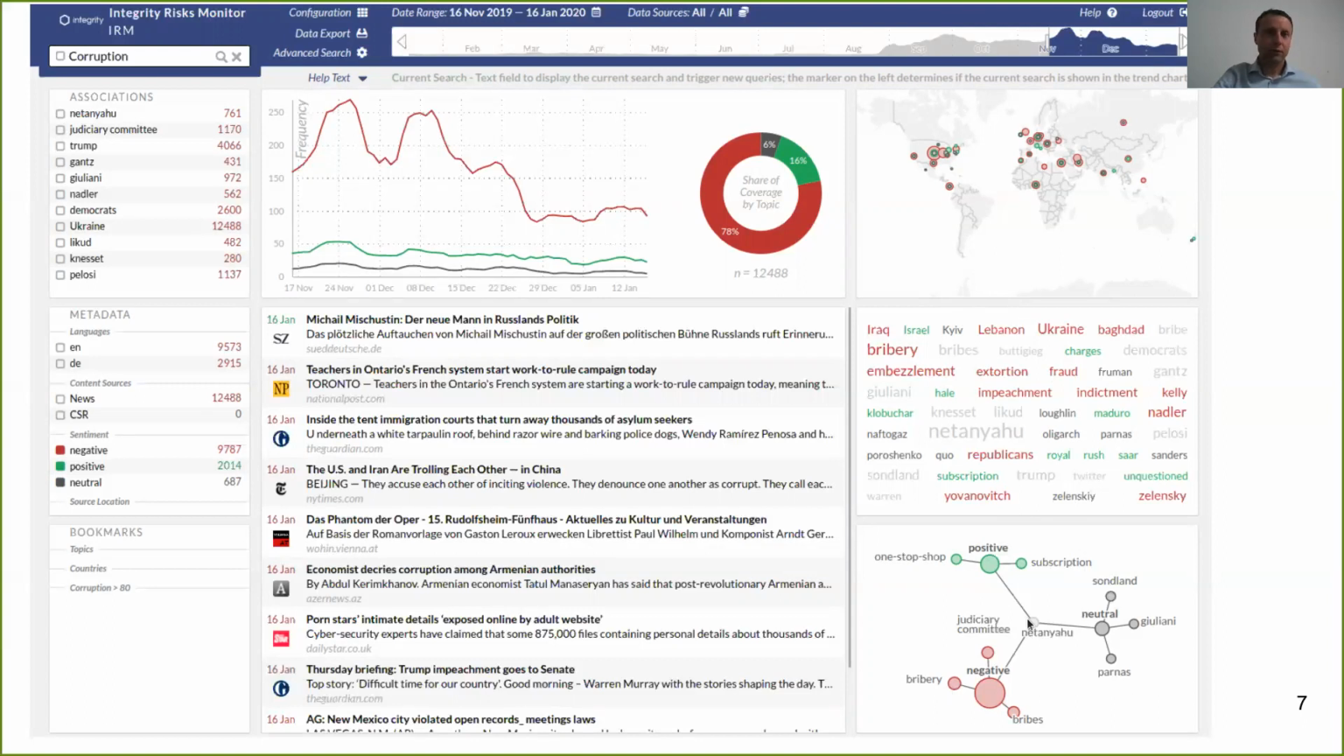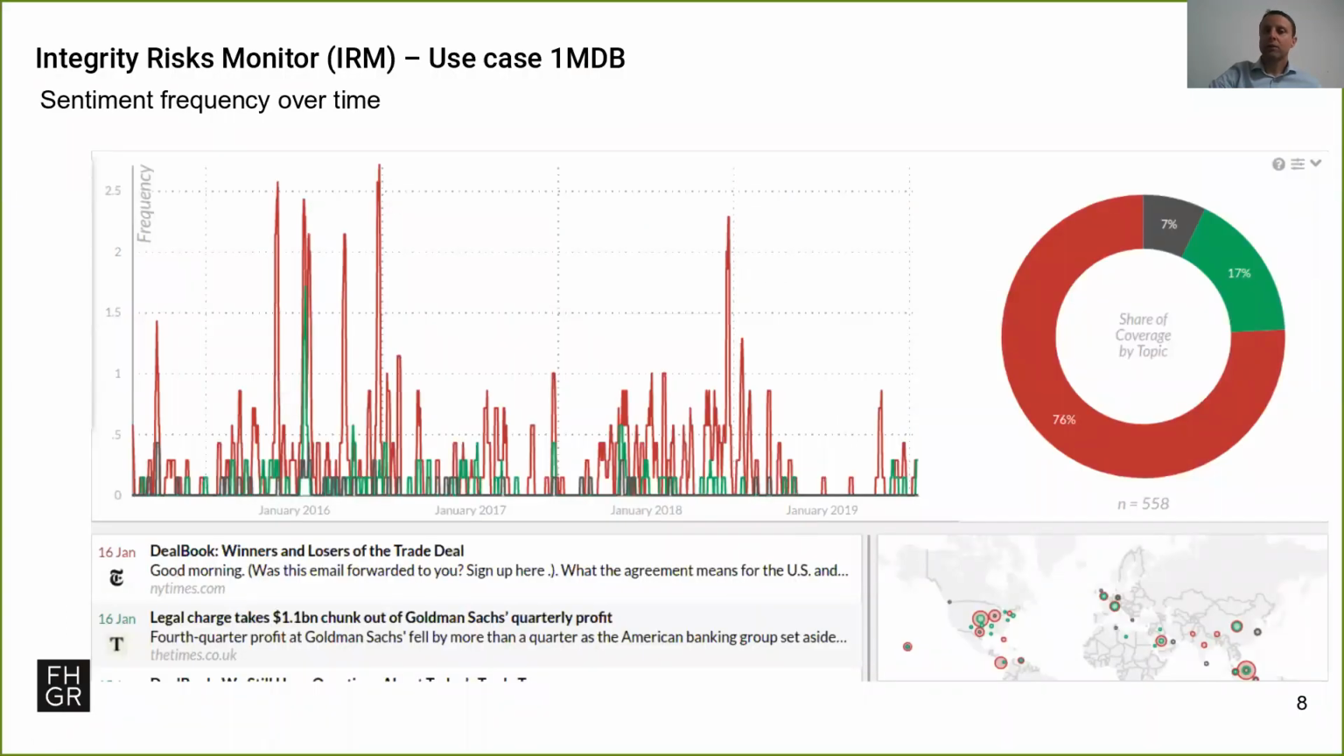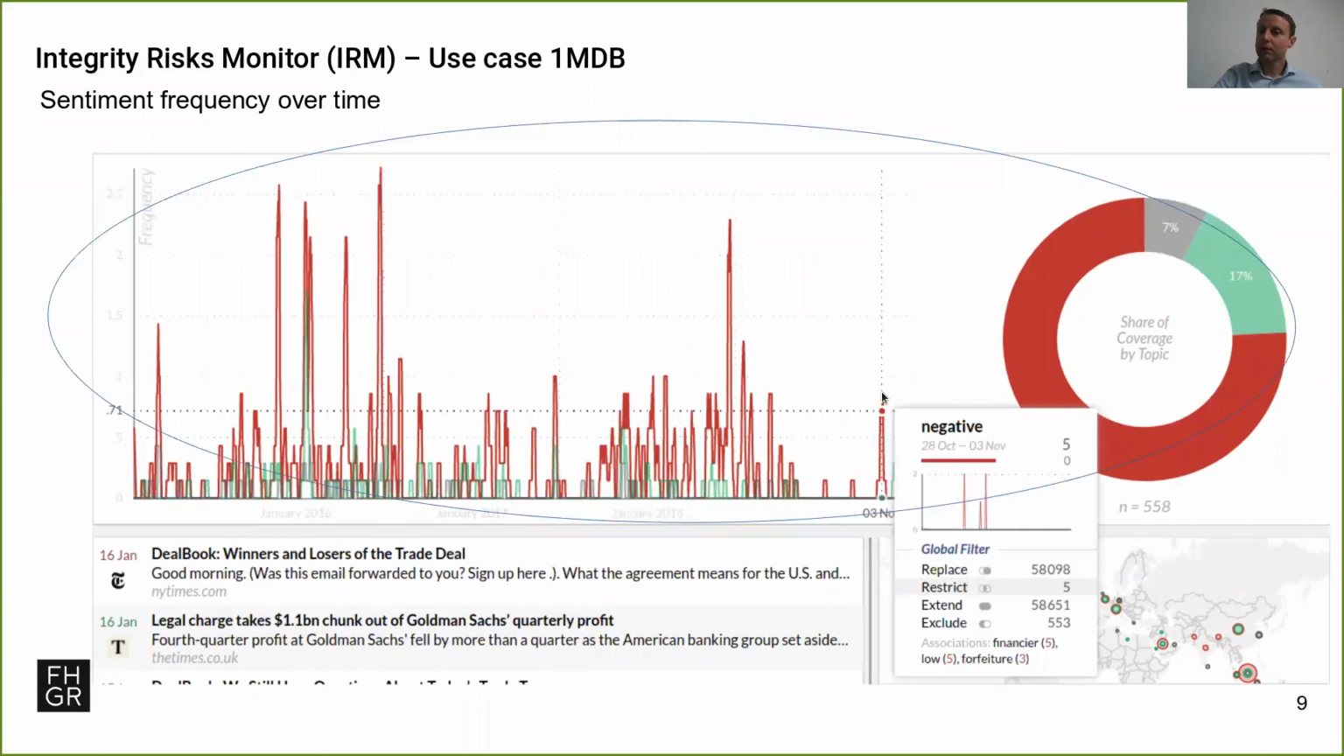What can we do with this? For instance, we can analyze integrity events. We have done this for this presentation for a use case of the 1MDB bank, which has been a Swiss bank that has been involved in a corruption case. And a very simple thing, which is still interesting, you can do is to present the number of mentions, positive and negatives over time. The first question you now may ask is, for instance, why is there a peak? And that can easily be done by just clicking on the peak, which will provide you with a pop-up which supports you in drill down analysis.